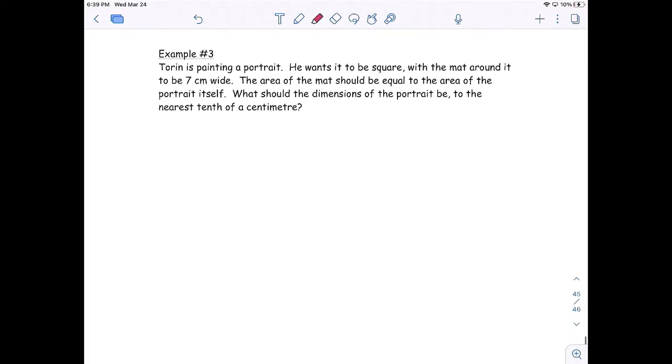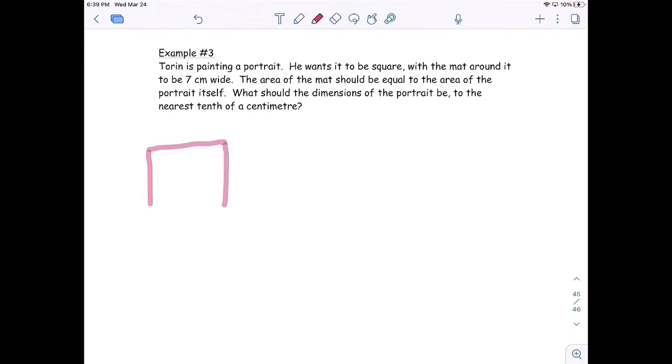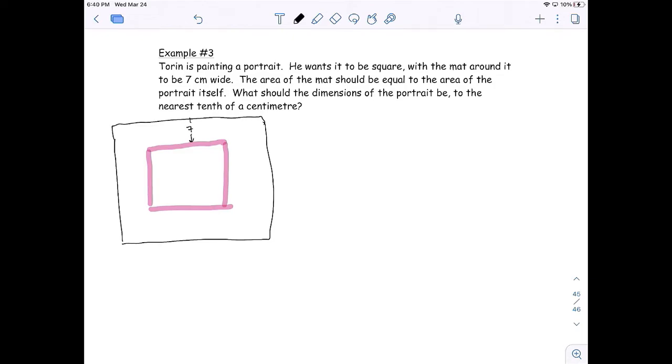Let's go on to example number 3. So what we want to do is create a portrait. He wants it to be a square, so I'm drawing a square here. And he's going to create a mat around it. A mat is like that fancy kind of border that's going to go around it. It's telling us that it's going to be 7 centimeters wide. So on every single side, we're going to write that it's 7 centimeters wide. So that's the width of that little border around it.